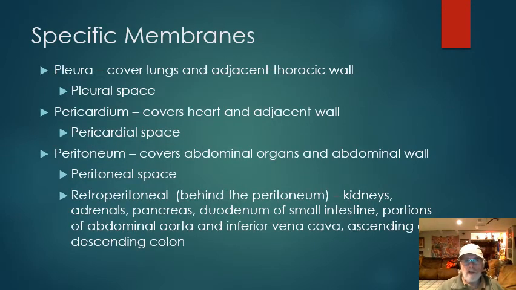Let's talk about what these specific membrane names are. The membrane that covers the lungs and the adjacent thoracic wall is called the pleura. When you hear somebody has pleurisy, that means they have an inflammation of that pleural membrane. That membrane is very, very important. Let me draw a lung right here and show you what it's like.